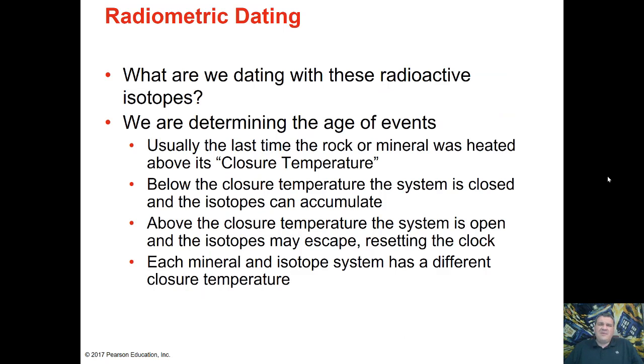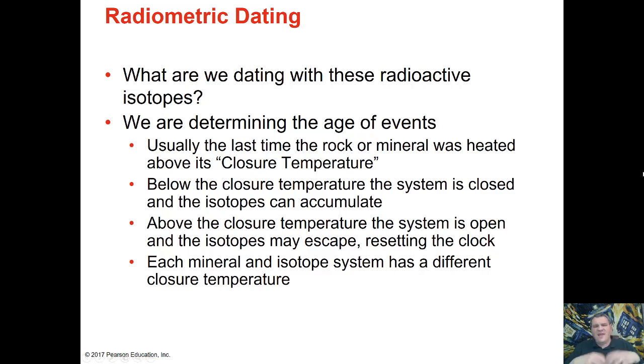Now, something to keep in mind with radiometric dating is that we are not actually figuring out the age of the isotopes. Atoms are super old. They're as old as the universe itself. So we're not actually determining the age of the atoms themselves. Instead, we're looking at the age of particular events. Specifically, we're looking at what is known as the closure temperature.